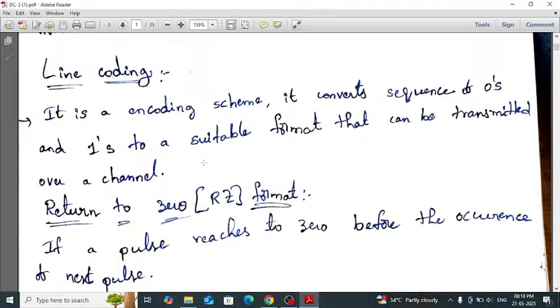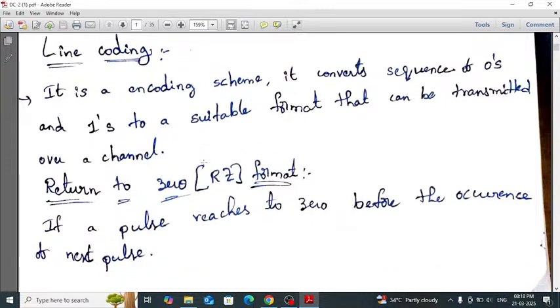Okay, I think I will move to the next. If you want any time to note down, let me stop there.